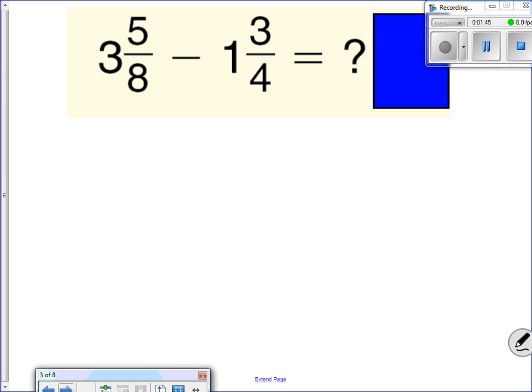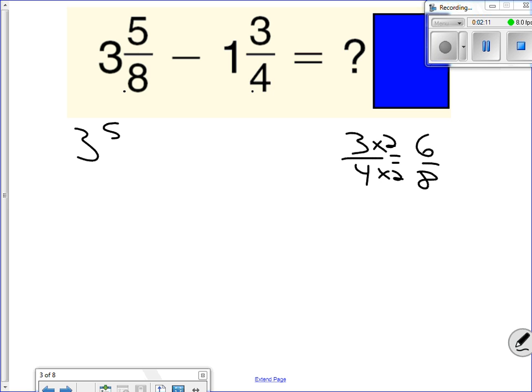Now we're subtracting. Let's go through all 3 steps of subtraction. First of all, is the number on the left larger than the number on the right? 3 5/8 is larger than 1 3/4. So that part is correct. Do they have the same denominator? They don't have the same denominator, so we have to change it. We have an 8 and a 4 again. So just like the last problem, we know 4 can go into 8. Going times 2 gives me 6/8. I'm going to rewrite the problem. 3 5/8 minus 1 6/8.